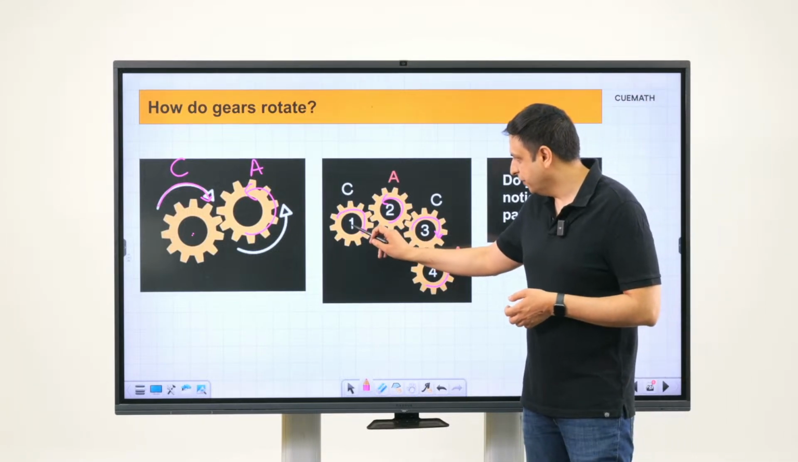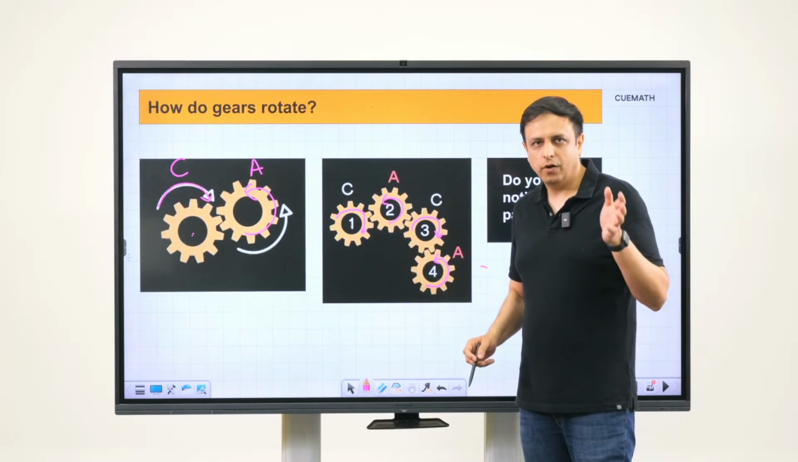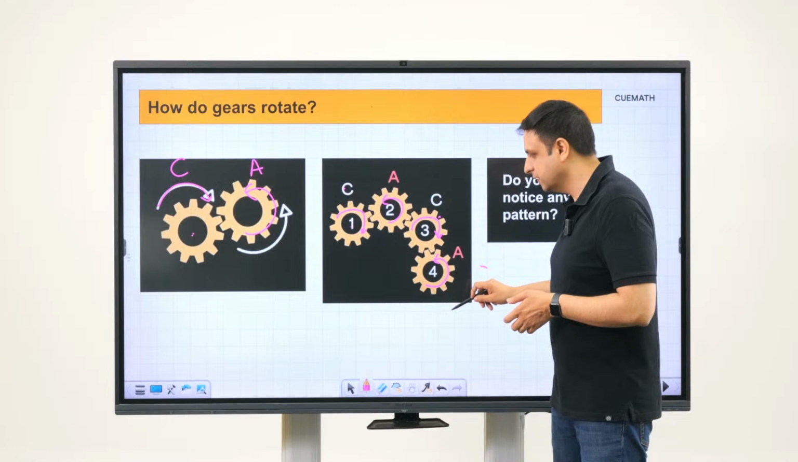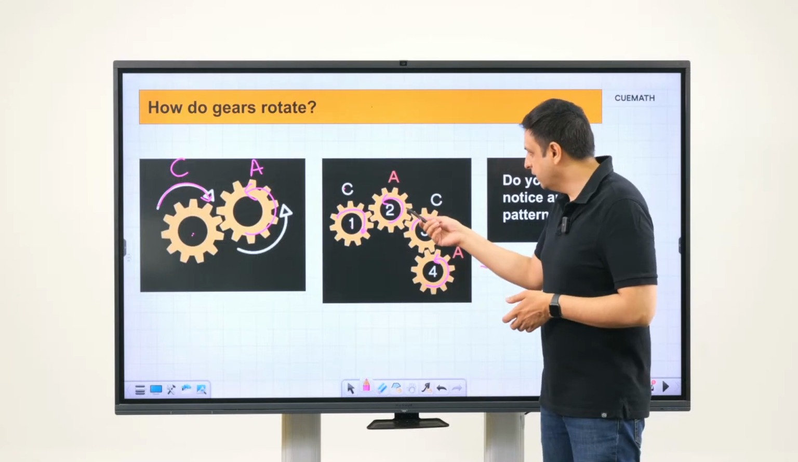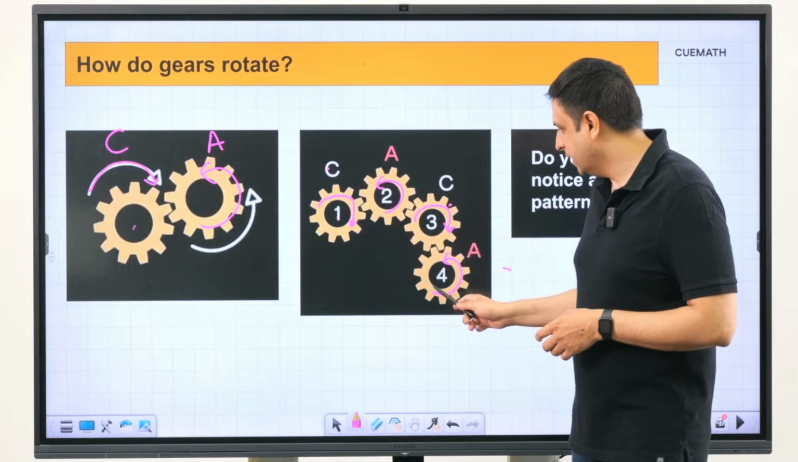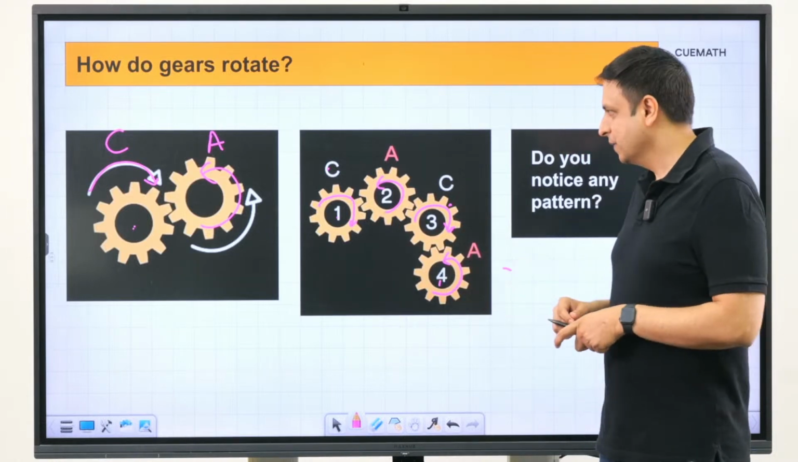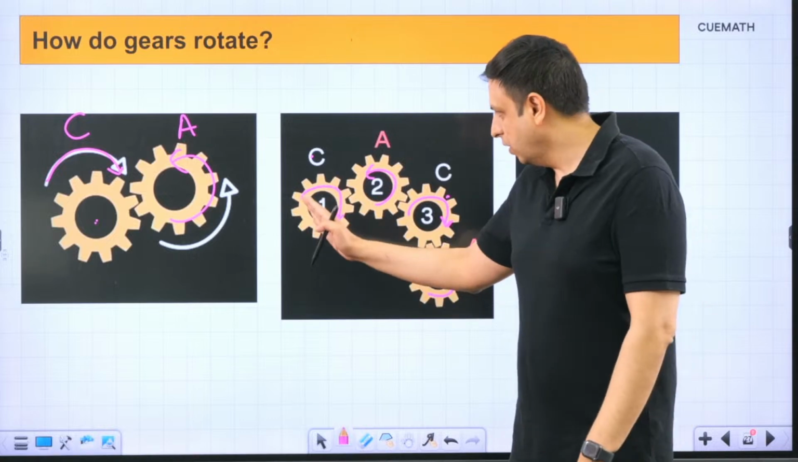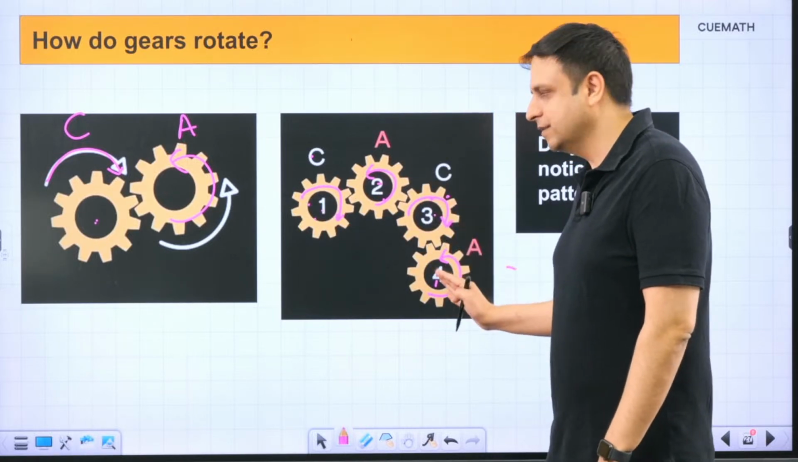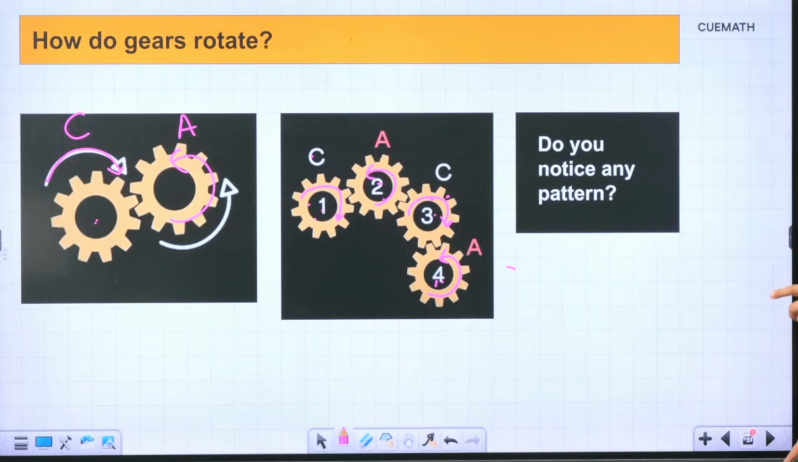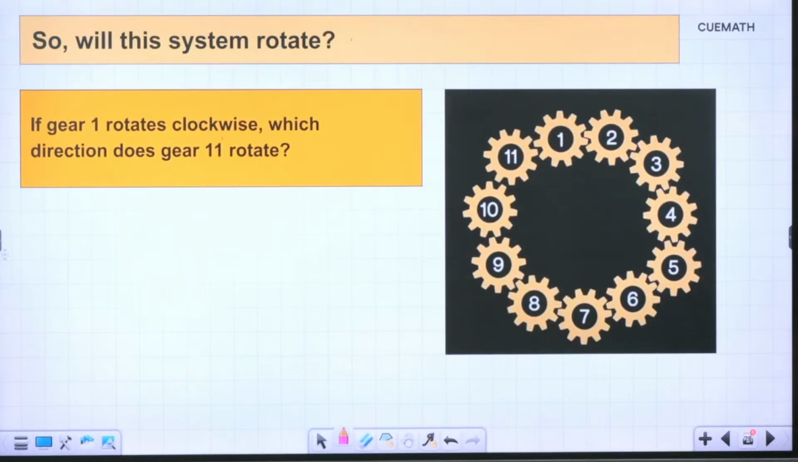Whatever the direction of the first gear will also be the direction of the third gear, the fifth gear, and so on. And whatever is the direction of the second gear, which will be opposite to the first gear, will be the direction of the fourth gear, and so on. So the pattern here is, if the first gear is clockwise, then clockwise, anti-clockwise, clockwise, anti-clockwise, and so on. That is the key idea that we'll now use to solve our original problem.